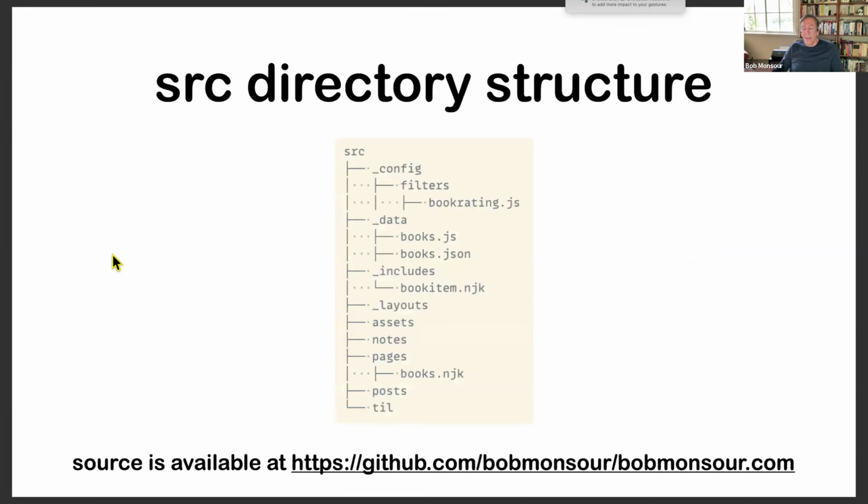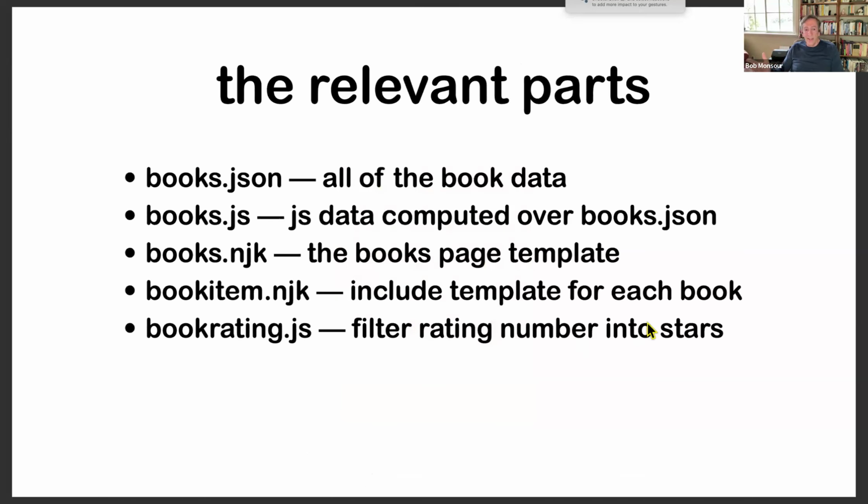So the directory structure of the site looks something like this, and I've extracted everything just to show only the elements that are relevant here. Book rating filter, the books JavaScript data file, the books data file, a book item that's just kind of like, think of it as a component for each book, and then the books page itself. And all of this source is available on my GitHub repo. And I'm going to be posting the slides after this as well. So the relevant parts, again, these are the things that I talked about just a minute ago. And that's what they do.